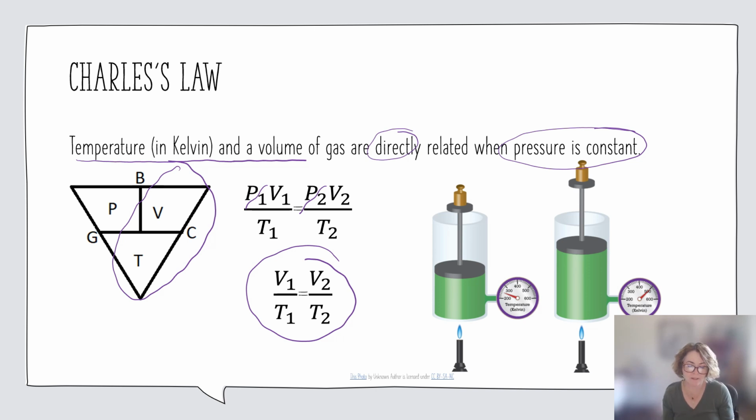And again, I've got these pictures with the pistons. As I am taking my sample of gas that is in a container, and let's say I have a flexible container like this piston, as I heat this up, that gas is going to expand. As those particles are heated up, they are going to move faster and faster, and so they are going to expand in order to keep that pressure constant.